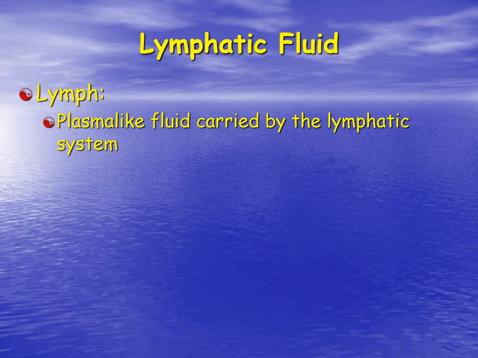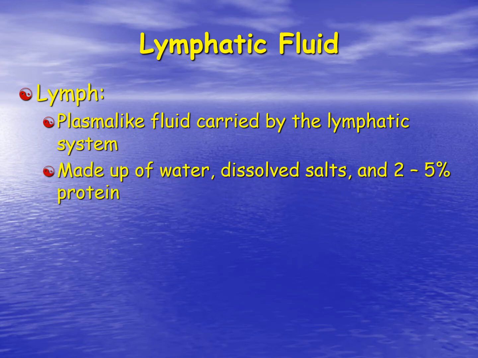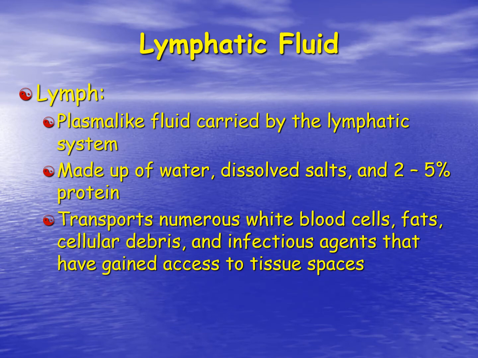Now, lymph is a plasma-like fluid. It actually came from the plasma of the blood, enters into the extracellular space, and then will be picked up by the lymphatic capillaries. It's made up of primarily water, dissolved salts, and somewhere about 2 to 5% of proteins. It can transport numerous white blood cells, fats, cellular debris, infectious agents, and others that have gained access to the extracellular tissue space.